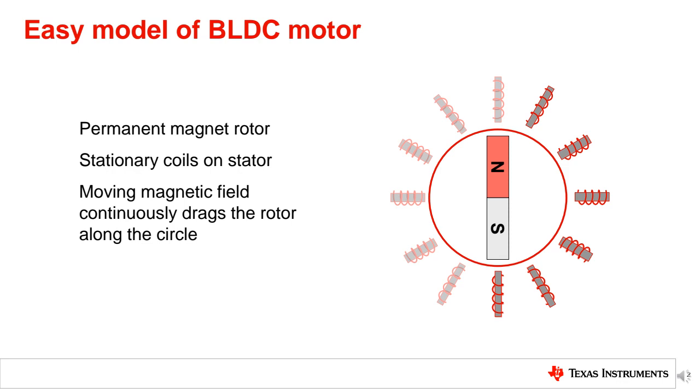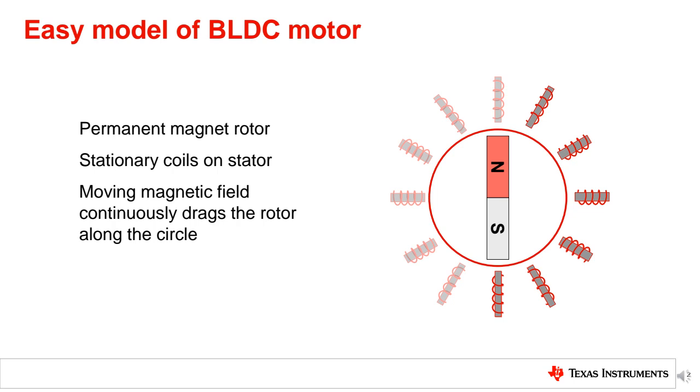So first, let's cover the fundamentals of BLDC motor operation. Actually, an easy model of a BLDC motor is a permanent magnet on the rotor of the motor, which is surrounded on the stator by coils that act as an electromagnet when current is injected into them. Okay. In the brushless motor, we have a permanent magnet motor.